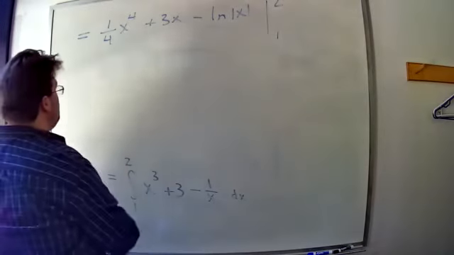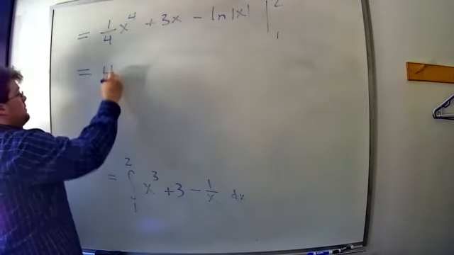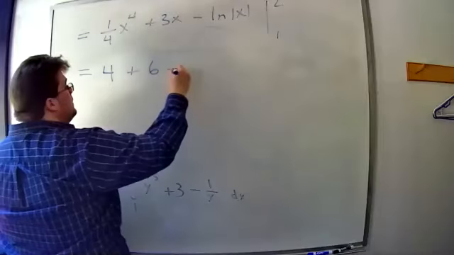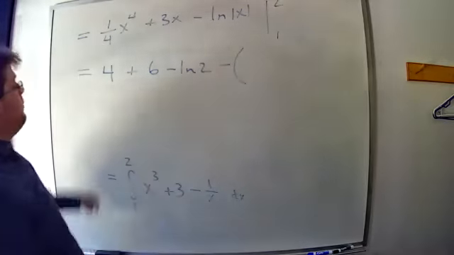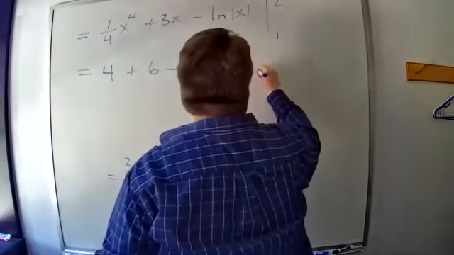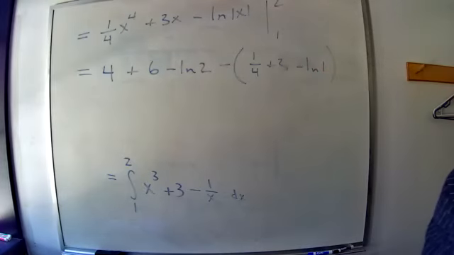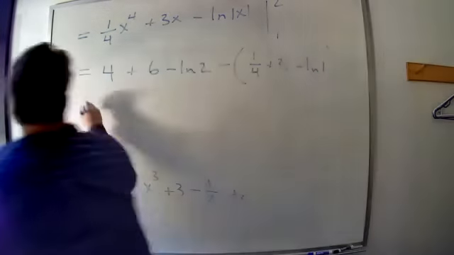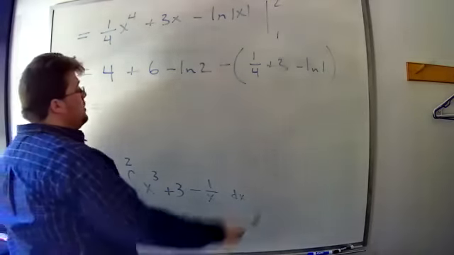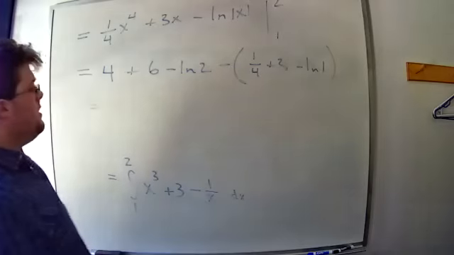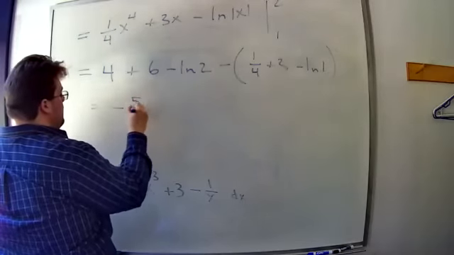And what do we get? Well, we substitute 2. 2 to the 4th is 16. 16 divided by 4 is 4. 3 times 2 is 6. Log of 2 is log of 2. Subtract, evaluate at 1. We get a quarter. We get positive 3. Negative log of 1. E to the 0 is 1. So the log of 1 is 0. And what do we get? Well, 4 plus 6 is 10. 10 minus 3 is... negative 1 minus a quarter is negative 5 quarters.